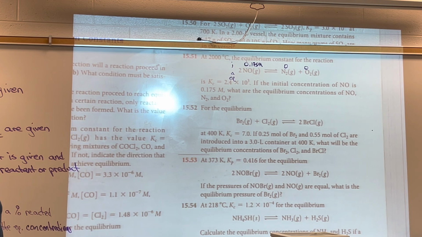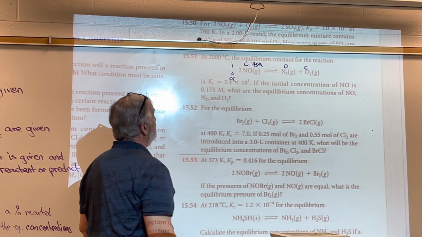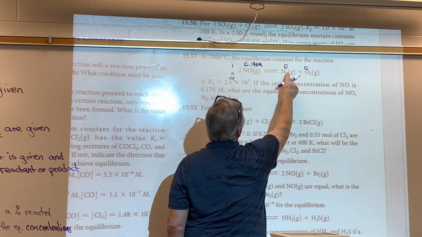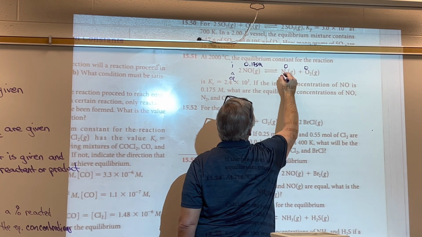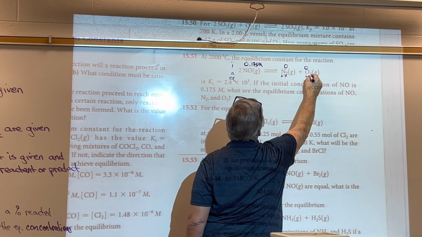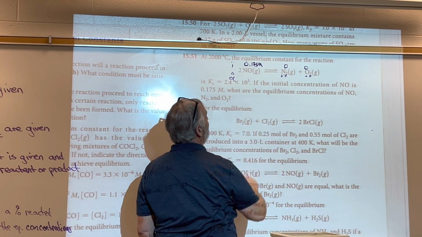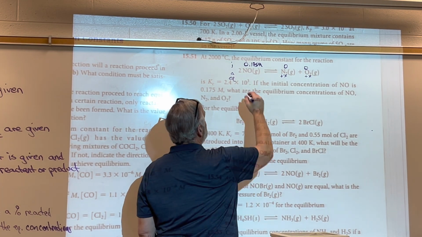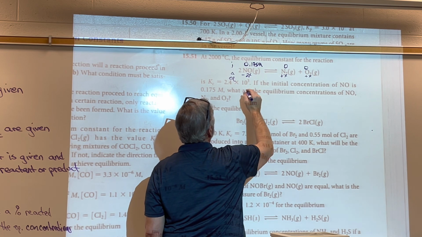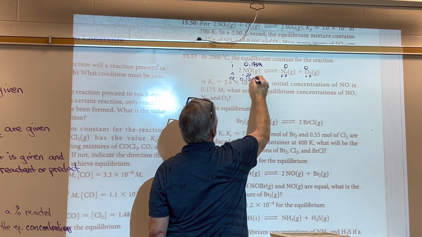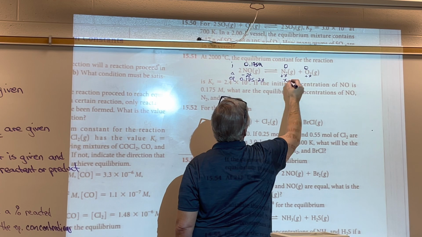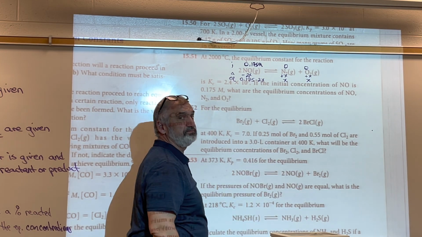So this is where we get to use algebra. This is why you learn how to do algebra, okay? You learn to do algebra so you can apply it in a problem like this. Algebra has a purpose. So, what's the relationship? For every one of these that gets formed, for every plus x and plus x of these that gets formed, how many of these react? Minus 2x. Minus 2x. So at equilibrium, I'm going to have 0.175 minus 2x, and x and x amount of that.